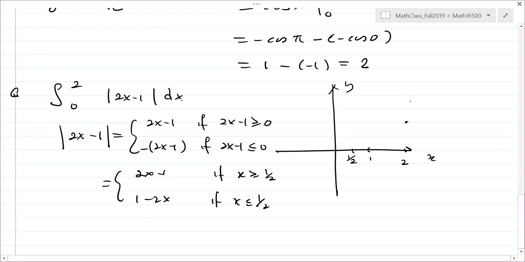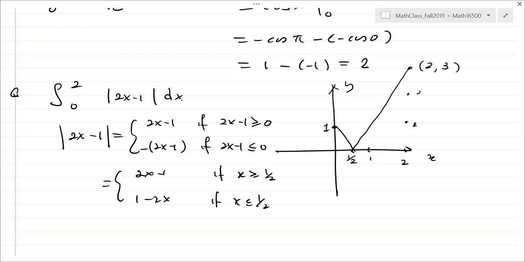So the graph: here's 1, 2, 3. It's hard. Here's 2 and 3. When x equals 0, the function value is going to be 1. So this is the graph of the function.